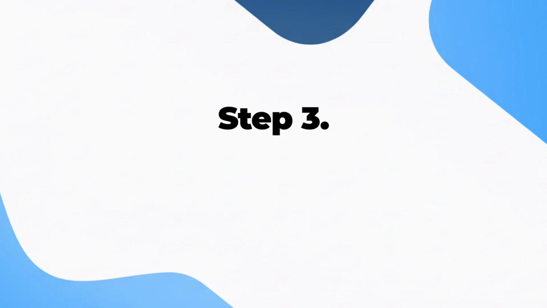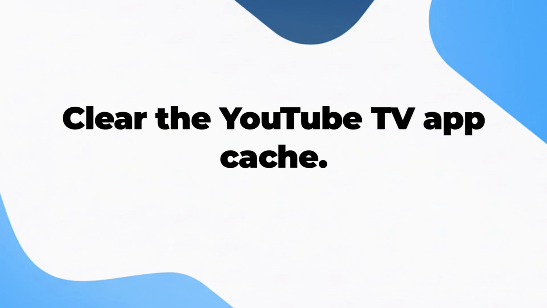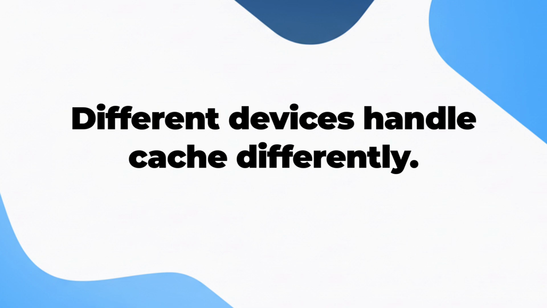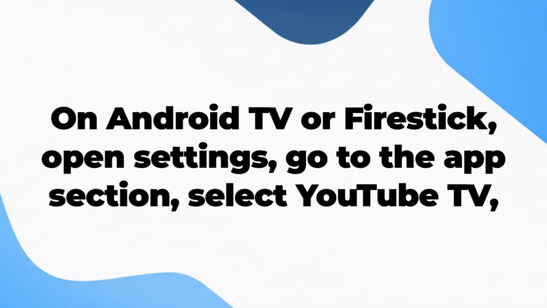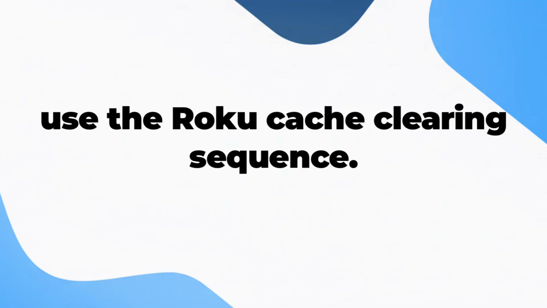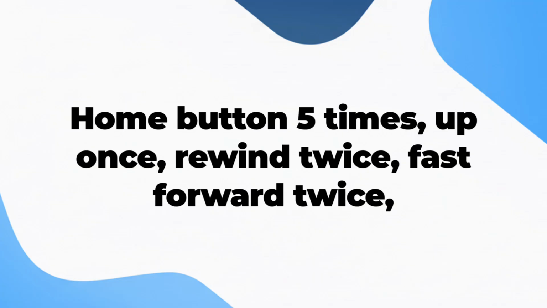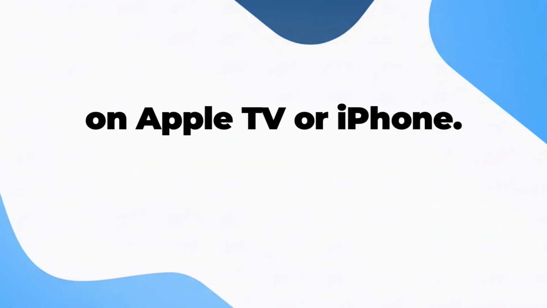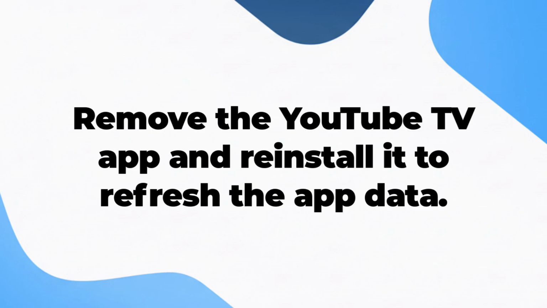Step 3. Clear the YouTube TV app cache. Different devices handle cache differently. On Android TV or Fire Stick, open Settings, go to the Apps section, select YouTube TV, and clear the cache. On Roku, use the Roku cache clearing sequence. Home button 5 times, up once, rewind twice, fast forward twice. On Apple TV or iPhone, remove the YouTube TV app and reinstall it to refresh the app data.